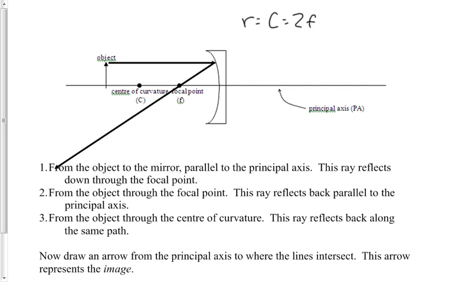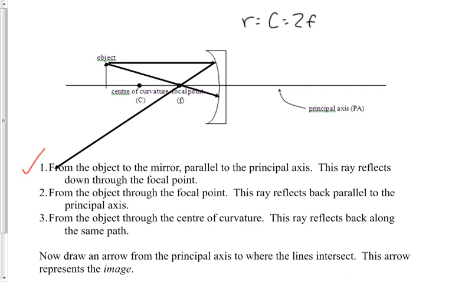Let's draw our second option here now. Okay, we just drew our first. The second option is, once again, from the top of the object. Remember, there's millions of rays here. We could draw one like this, anywhere we want. But we're going to pick the one that goes from the top of the object down through the focal point.